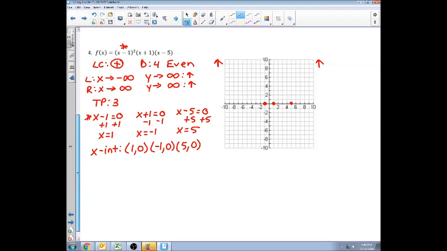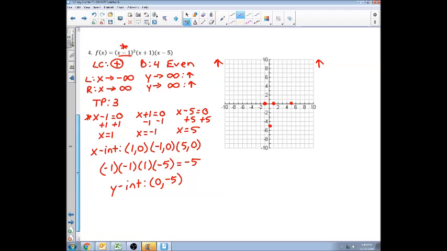Okay. Now I need to find my y-intercepts, or my y-intercept, which up here I have negative 1 times. Now since x minus 1 happened twice, I have to use negative 1 twice with my y-intercept. Then I have positive 1, and then I have negative 5. So negative 1 times negative 1 is positive 1. Positive 1 times 1 is positive 1. Positive 1 times negative 5 would be negative 5. So my y-intercept is going to be 0, negative 5, which is right here.